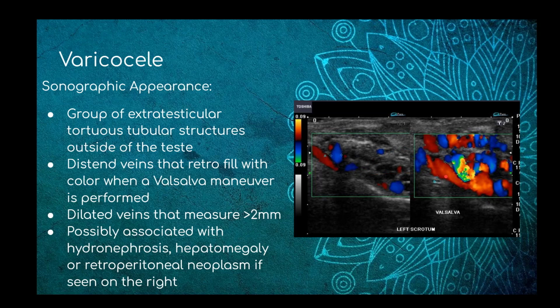So I usually do exactly what's going on here. I take a non-valsalva picture with color, and then I save a valsalva picture with the same vessel being measured with valsalva, showing that it increased in size. If you have a vein that measures 2 millimeters without or 2 millimeters with the valsalva, then they are positive for a varicocele.